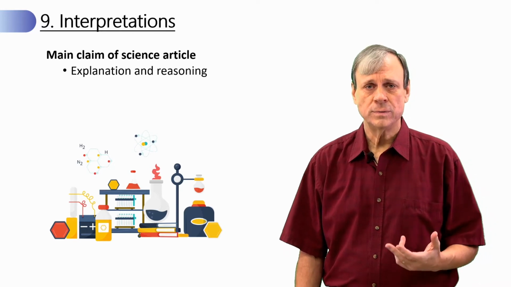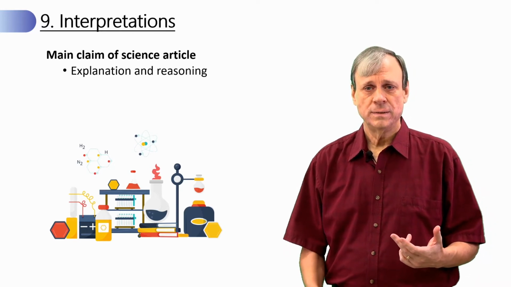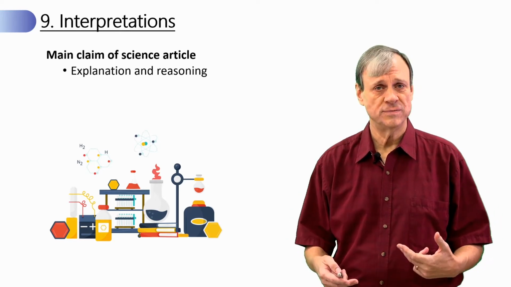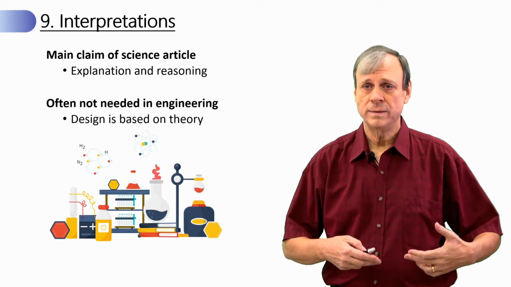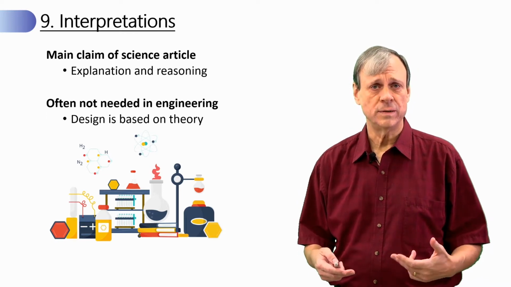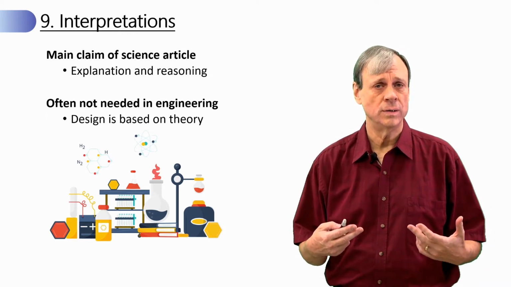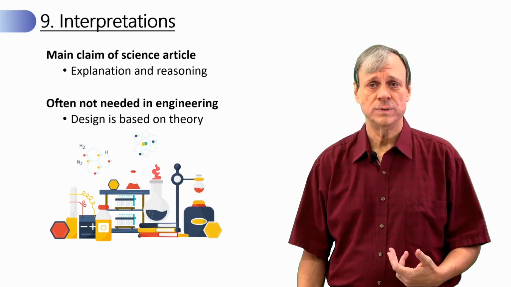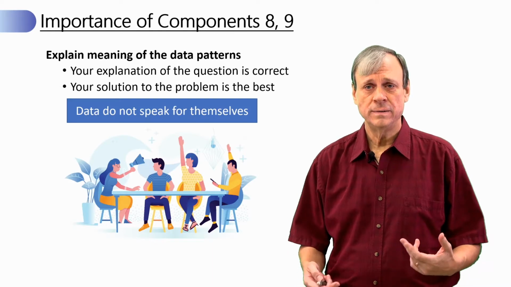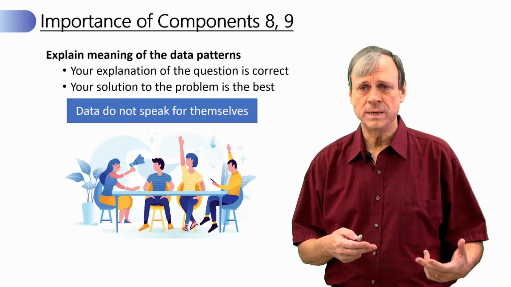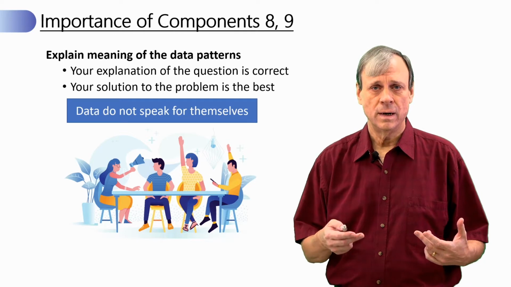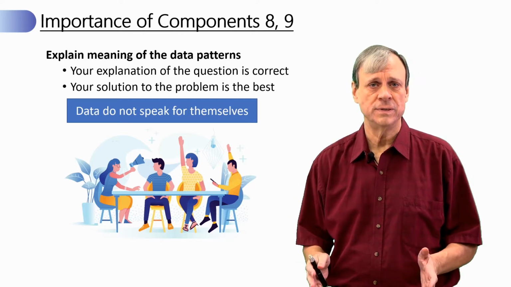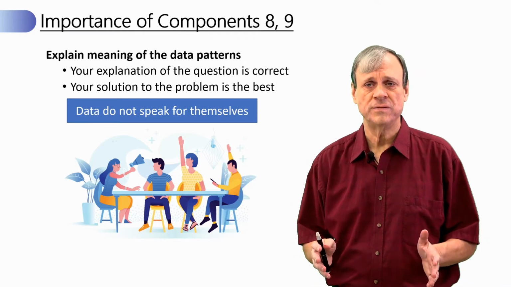And then we go on to 9, interpretations. This is the main claim of a science article because this is where the explanation is found. On the other hand, in engineering, it may not be necessary because your design is based on some theory, and therefore you may not need to interpret your results. And then again, either components 8 or 9 are usually there, one or the other, because it's necessary to explain the meaning of the data patterns. The data never speak for themselves.